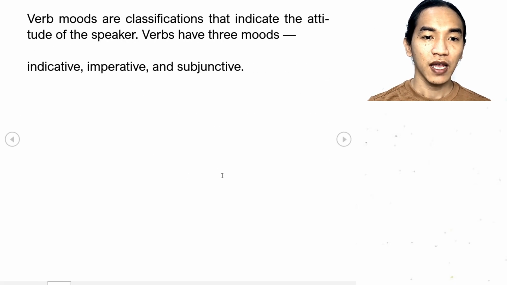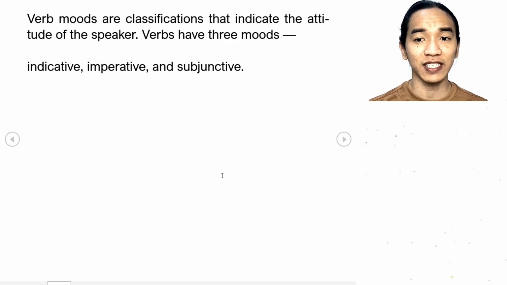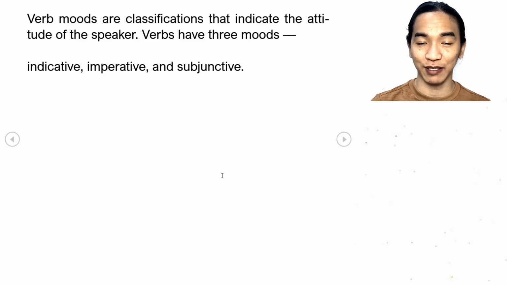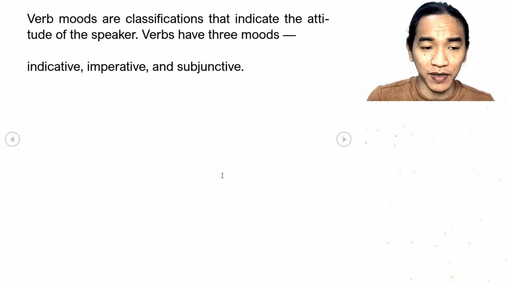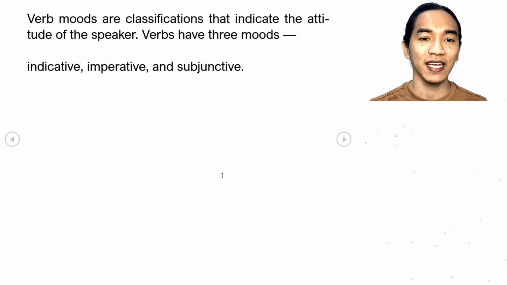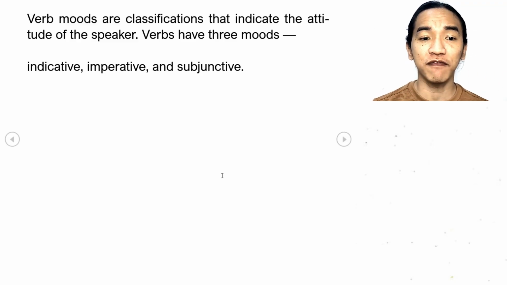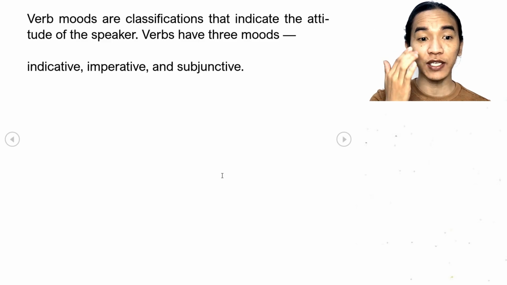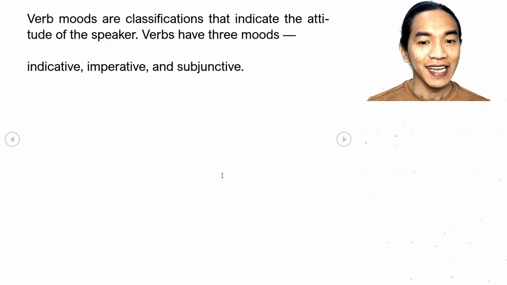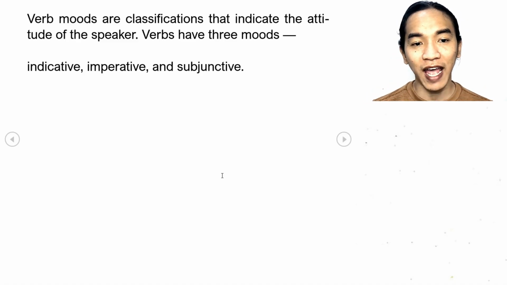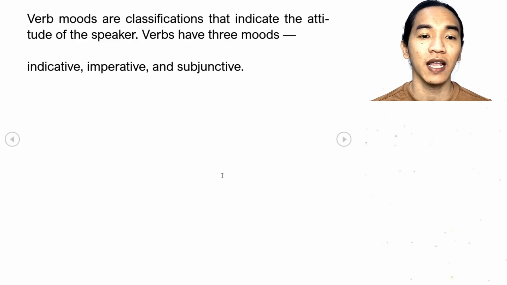Okay? Now, so verb moods are actually classifications that indicate the attitude of the speaker. So, in summary, okay, in short meaning, they indicate what the attitude of the speaker is towards the sentence that they are talking about. Now, we have three main verb moods in the English grammar. So, we have the indicative, imperative, and the subjunctive moods. Okay. However, we also have some subtypes or subcategories of moods, and later on we will be talking about them.